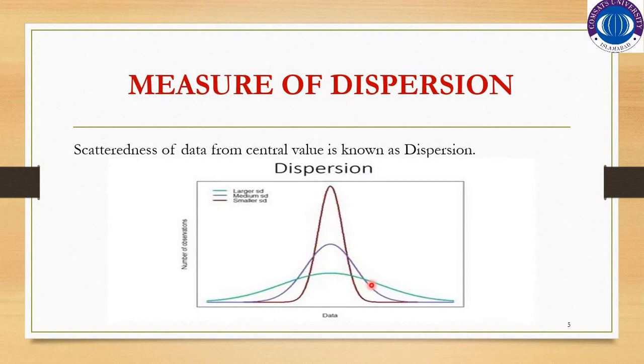So measure of dispersion is basically the degree of scatteredness of the data from the central value of the data. That central value could be the mean or whatever central tendency you are calculating.